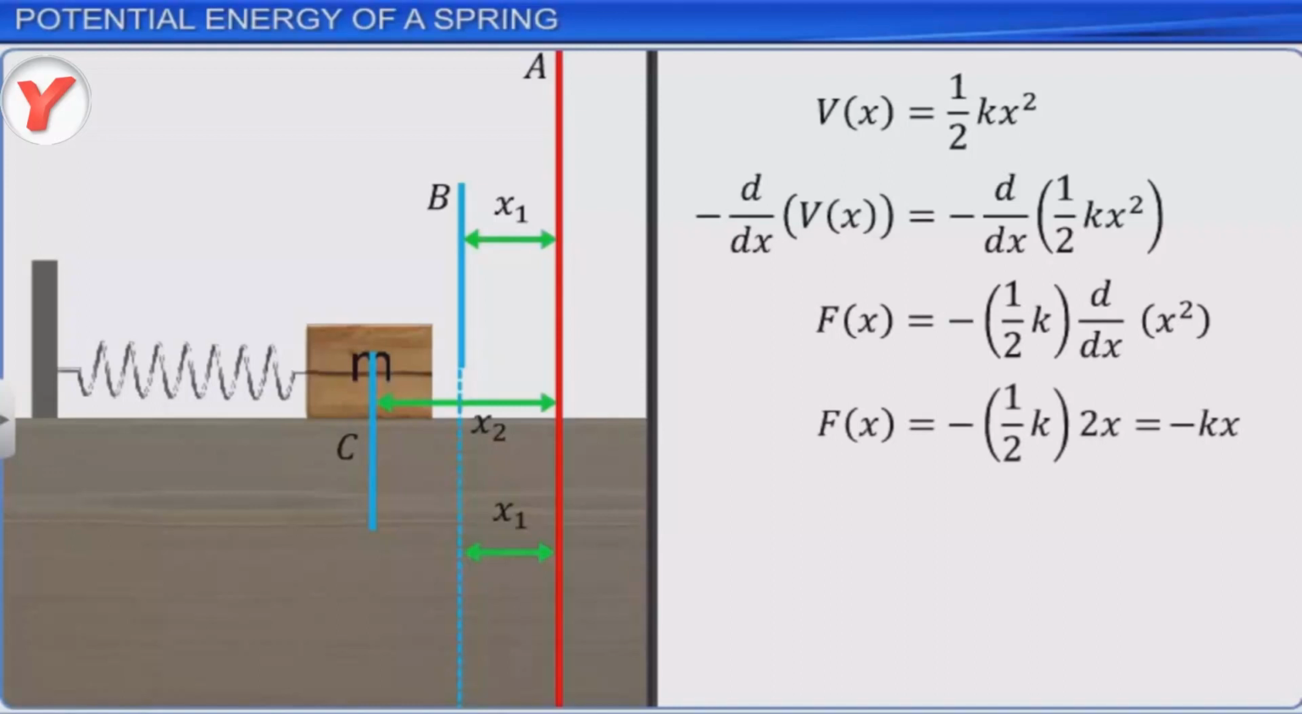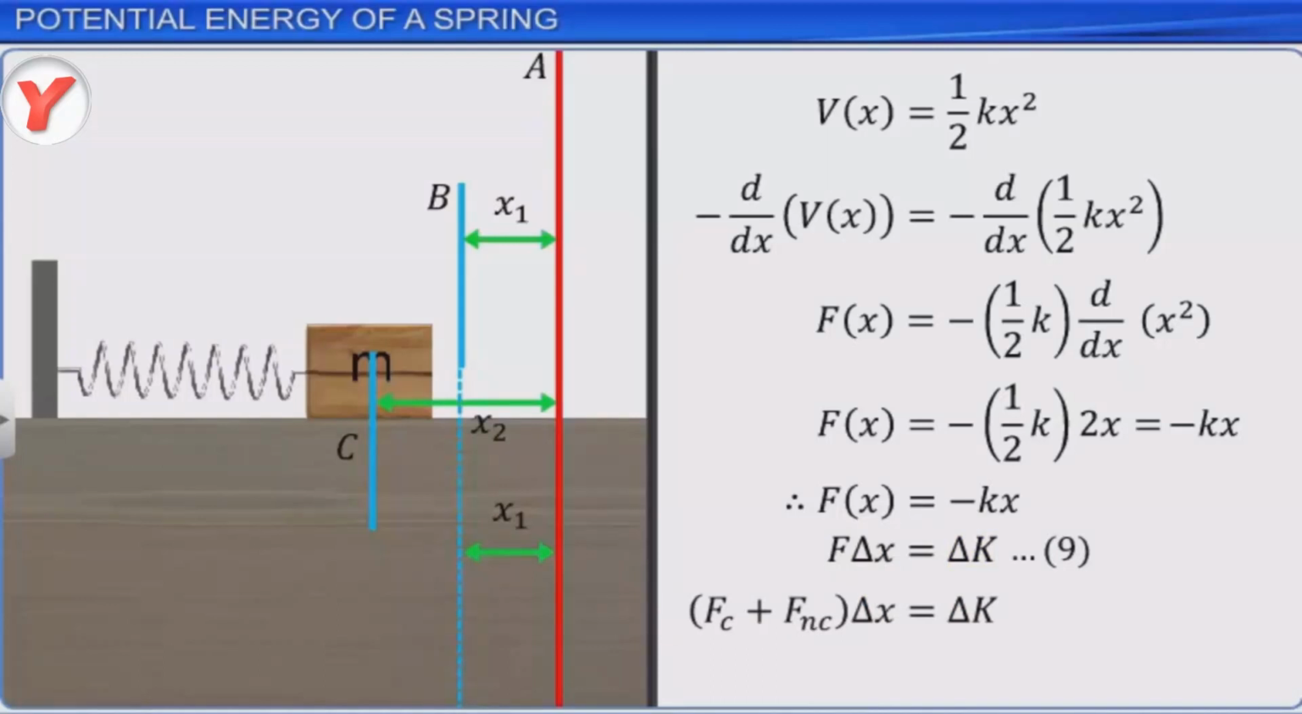Thus, by doing the derivation of the equation of potential energy of a spring, we can easily verify the equation for the spring force as F of x is equal to minus kx, as shown. According to the work-energy theorem, the work done by a net force on an object is equal to the change in its kinetic energy. That is, F delta x is equal to delta K, where F is the net force, delta x is the displacement, and delta K is the change in kinetic energy. Let this be equation 9.